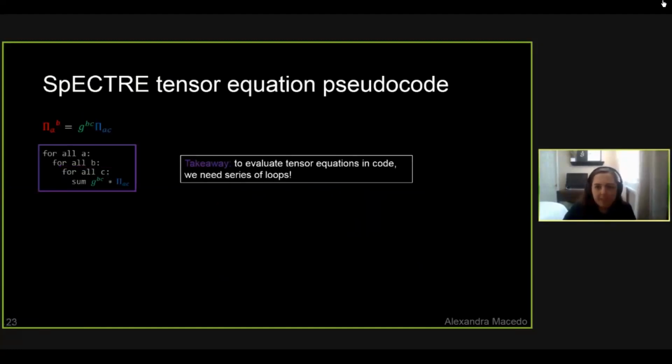So the takeaway here is just that in order to code up tensor equations, what you're going to need is a series of loops. Depending on the equation that you're implementing, the loops will look different, but you're going to need loops nonetheless.